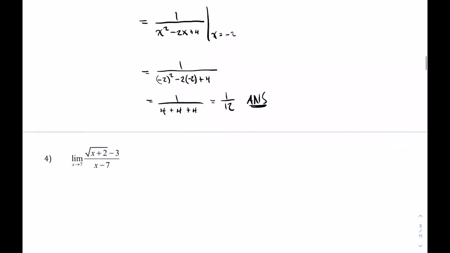Moving right along, we then go to question number 4. And for this one, we realize that the technique that we now have to implement does not involve factorization, but involves manipulating the expression by recognizing that we have a surd or a radical in our numerator. So we need to simplify.